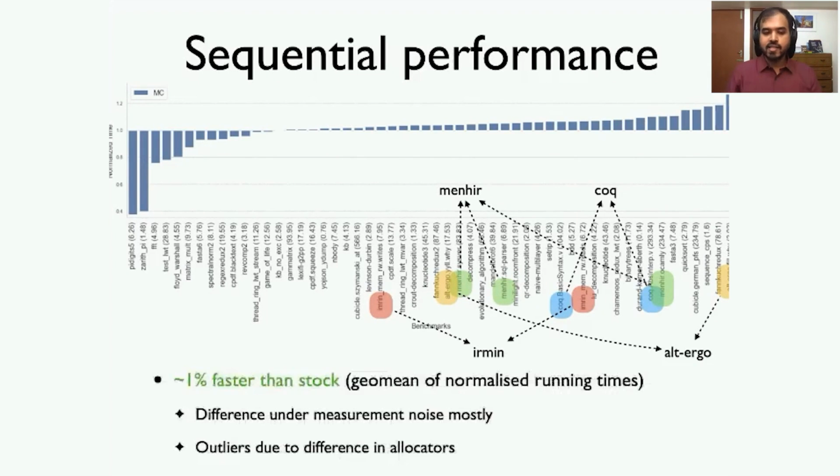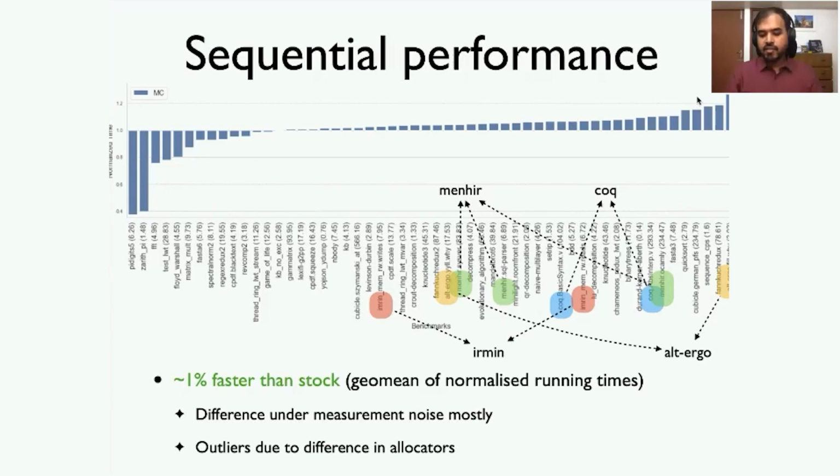And the high-level takeaway is this, right? If you took your sequential programs today and you ran them on the Multicore OCaml compiler, they will be around 1% faster. And the difference is mostly under the measurement noise that we have in the experiments. And the outliers are due to the change in the allocator. So the multicore allocator is different from the stock OCaml allocator, and hence we see the differences.